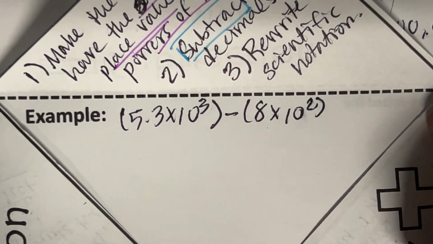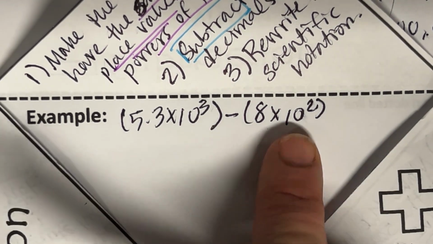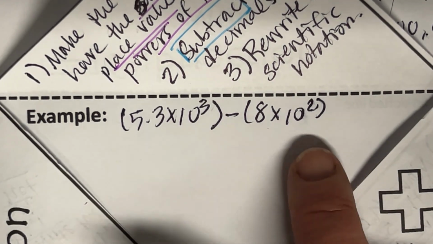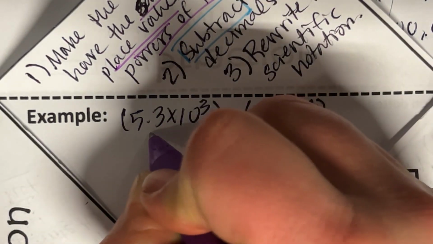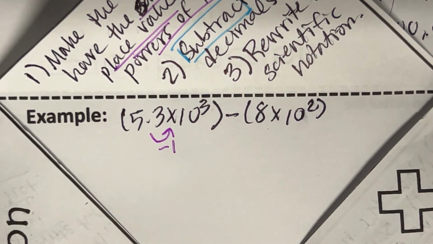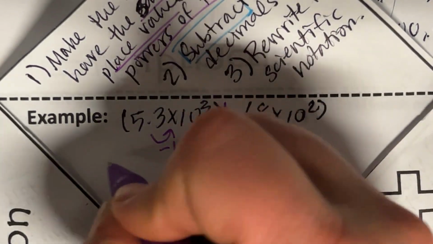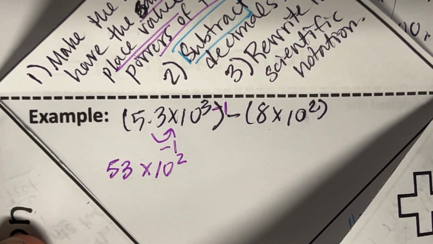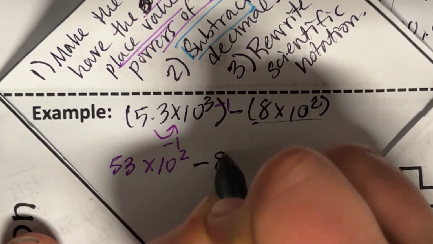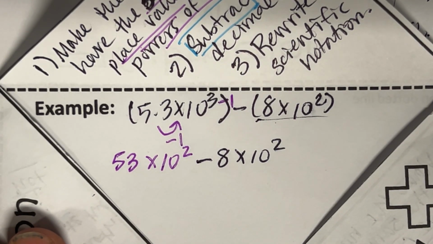So here's our problem. We have 5.3 times 10 to the third minus 8 times 10 to the second. Very first, I am going to rewrite these in the same place value. All right, I have 10 to the second and 10 to the third. I'm going to break up this larger number because it's a whole lot easier to do. So that means I am shifting my place value 1 back, so I'm subtracting 1 in my exponent. So this number will become 53 times 10 to the second power. I still have this other number back here, minus 8 times 10 to the second power, that I can then manage.